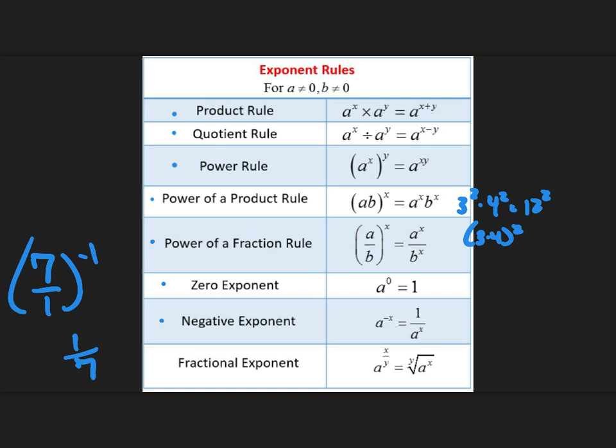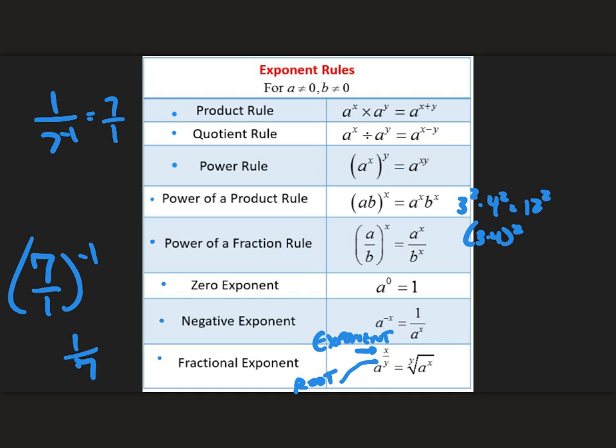Now, what if I have 1 over 7 to the negative 1? Well, again, I flip this upside down to 7 over 1. Then a fractional exponent: the numerator is the exponent, and the denominator is the root.